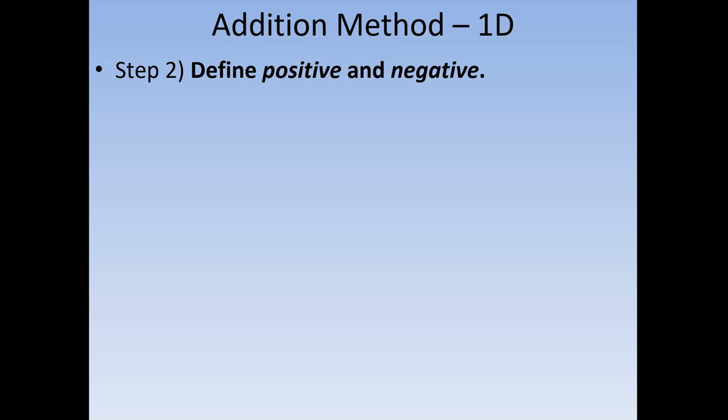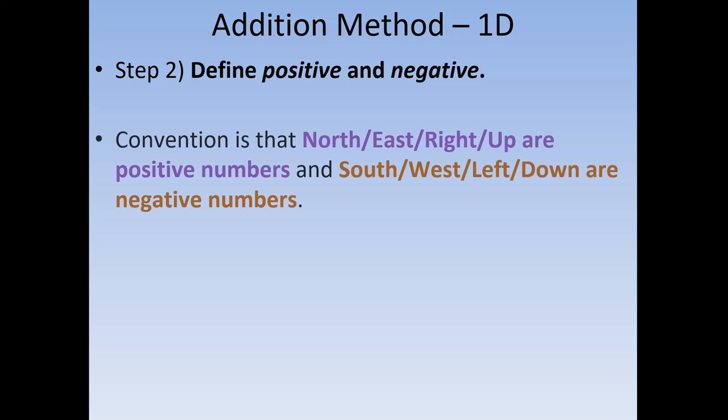For the most part, it doesn't really matter which one you choose. You can do whatever ends up making life easy. For example, if you're for the most part going to the right, then you would want to make right positive. But if you're instead going mainly south, then maybe south should be positive. But usually, convention is that north, east, right, up are all positive, south, west, left, and down are all negative.